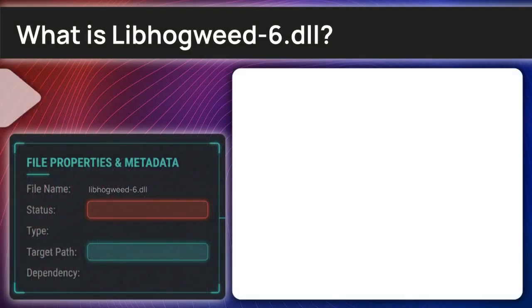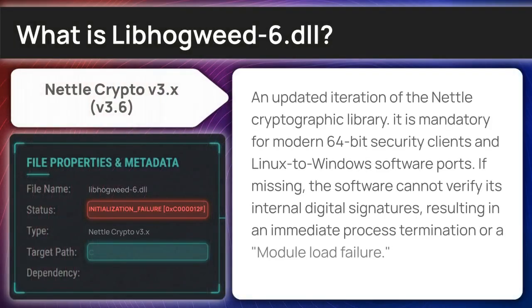This is the libhogweed-6 library, an updated iteration of the Nettle cryptographic library. It is mandatory for modern 64-bit security clients and Linux to Windows software ports. If missing, the software cannot verify its internal digital signatures, resulting in an immediate process termination or a module load failure. Now let's get this fixed up.